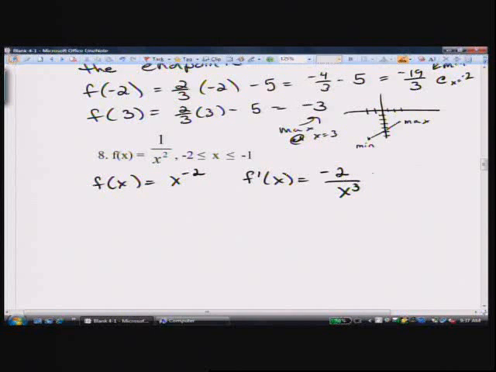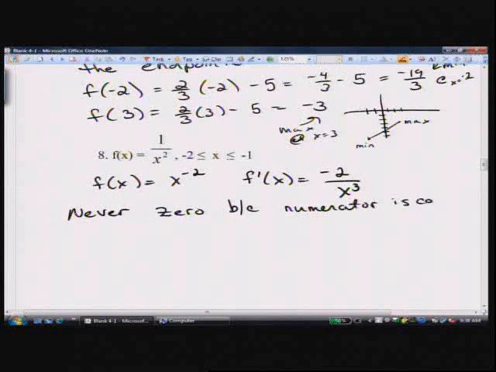When is that equal to 0? Good. When is a fraction equal to 0? Never. The fraction can only equal 0 if the numerator is 0. But this numerator is 2, and so it can't be 0. So this is never 0 because the numerator is constant. But, so that's for f prime.